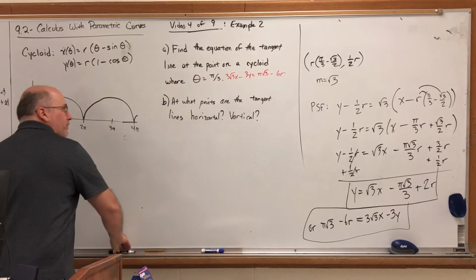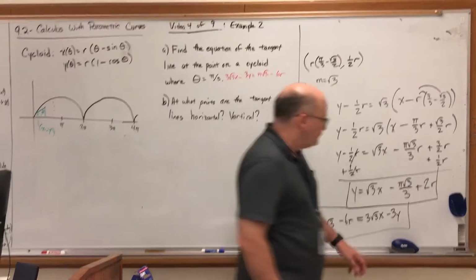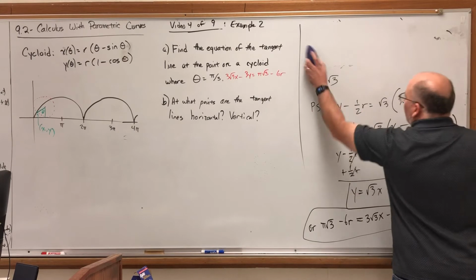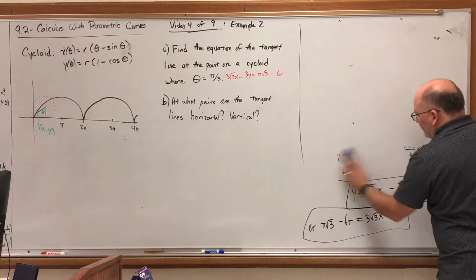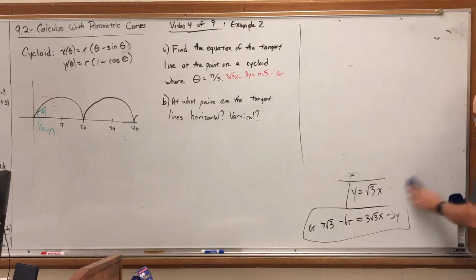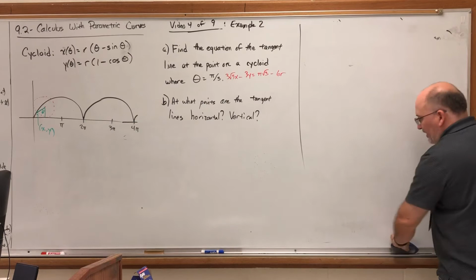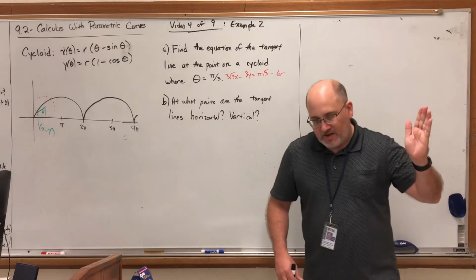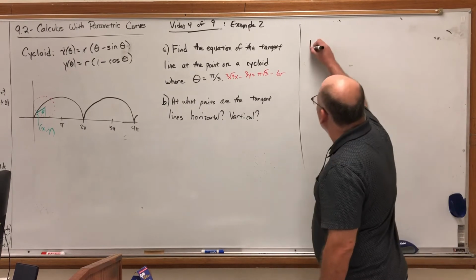Part B. At what points are the tangent lines horizontal and vertical? Remember, for a horizontal tangent line, the y-coordinate has to have a velocity of 0. In other words, the y derivative has to equal 0. And for a vertical tangent line, the x-coordinate has to stop. Its velocity has to be 0. So we set dx/dt equal to 0.